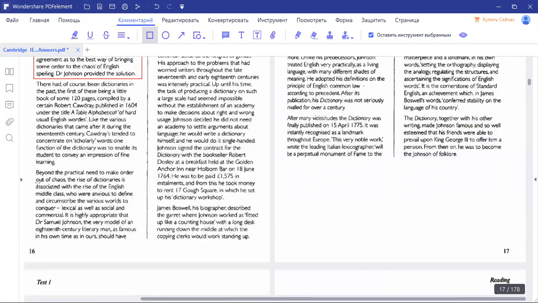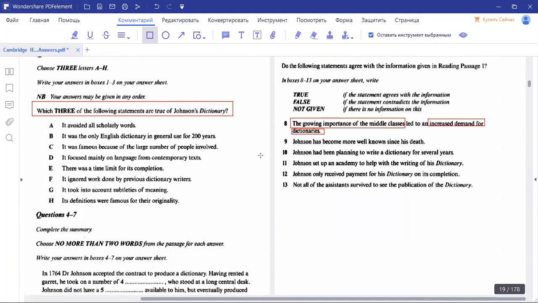As you can see, beyond the practical need to make order out of chaos, the rise of dictionaries is associated with the rise of the English middle class. So the increase of dictionaries is connected to the rise of the English middle class, which is completely true.